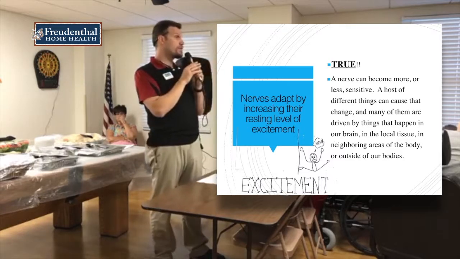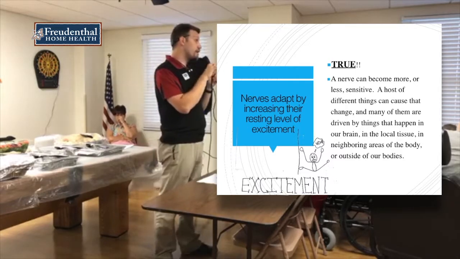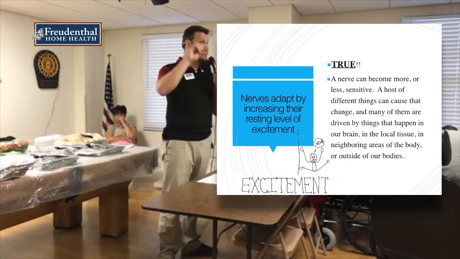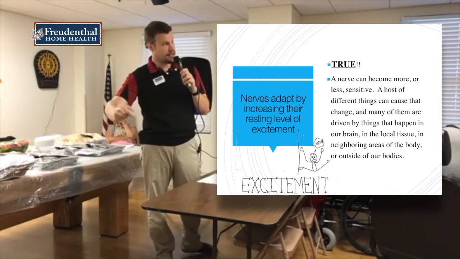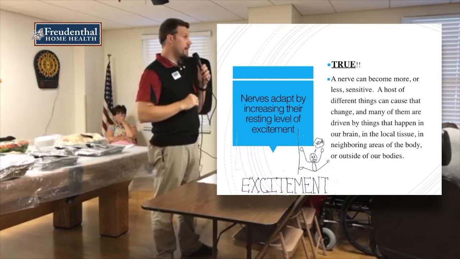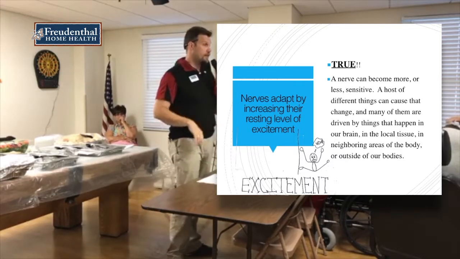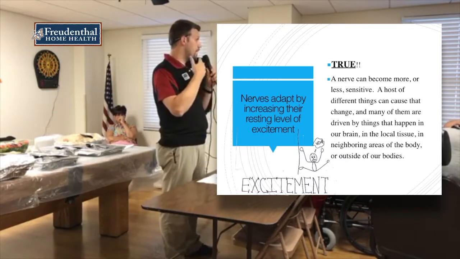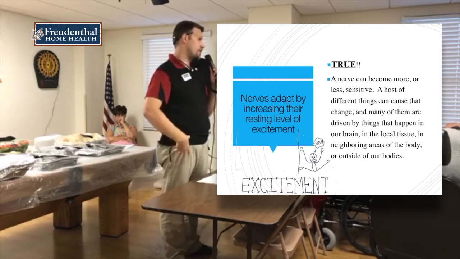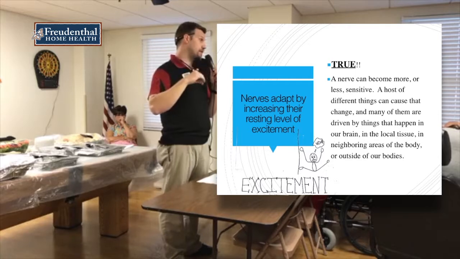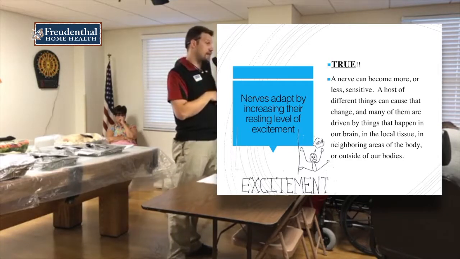But here's the good news. If the brain can cause a nerve to become more excited, it can also cause the nerve to become less excited. It can calm it down. And that's what we're learning so far, that pain is actually an output of the nervous system as a whole, the brain and the nerves in our body. It has very little to do with actual tissue damage itself.